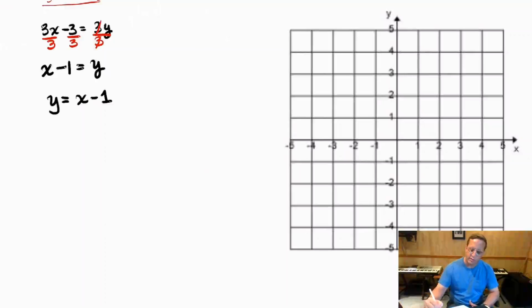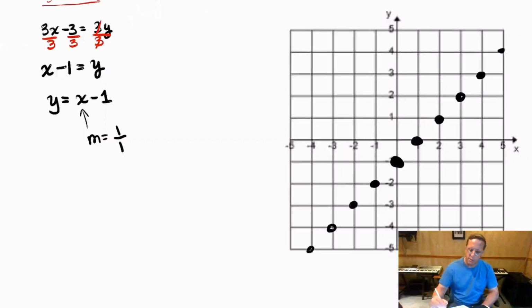So that has a y-intercept of negative 1 right there. And then it has a slope of 1 because the coefficient of x is 1. So our slope is going to be 1 over 1. So that means up 1, right 1. Up 1, right 1. So it's going to follow that really easy progression right there.